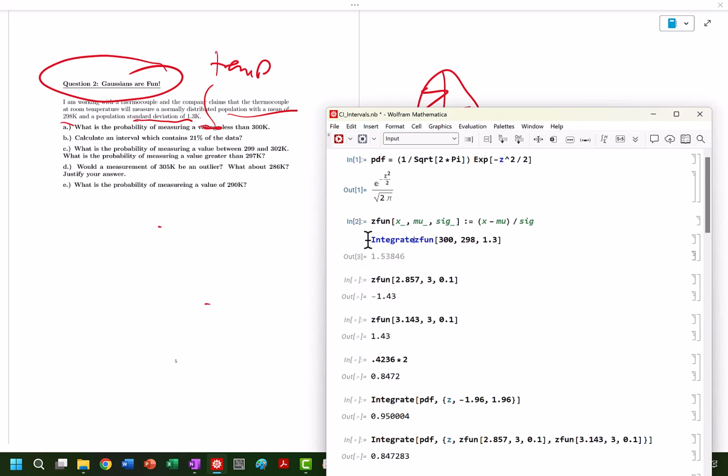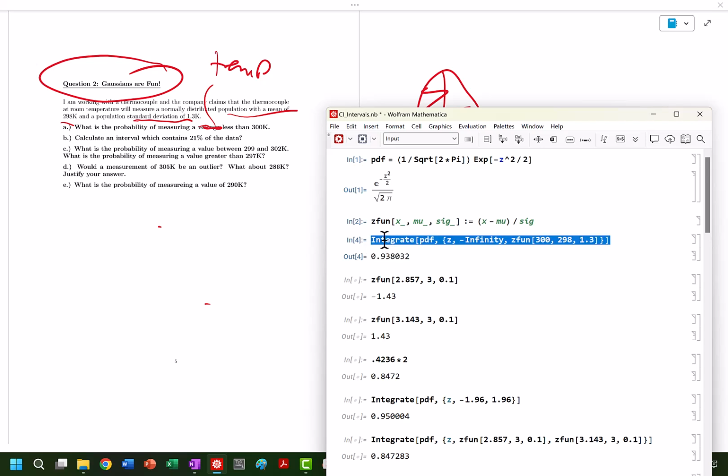our PDF from a Z value of basically minus infinity, because we're doing less than, minus infinity to Z. Squiggly close. It's thinking. And there we go. So it's about 93%. So from minus infinity to that Z function. Fantastic.